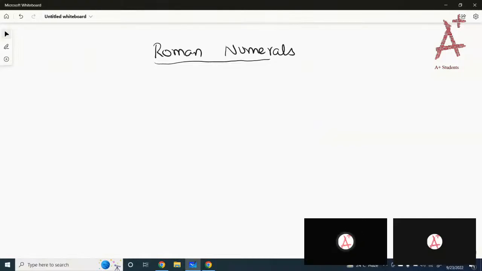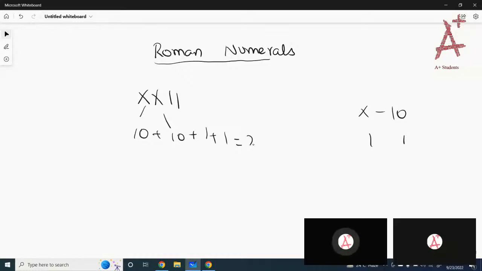Okay, let's start with the Roman numerals. So let's start with an example. What number does the Roman numeral represent? So the example is this one, XXI. So we know that the X represents the 10 in Roman and I represents the 1. So just write X 10, then again the other X is 10, then you have plus 1. Just add all the numbers. 10 plus 10 is 20 and 20 plus 2 makes 22. So that means this number represents 22. Got it?